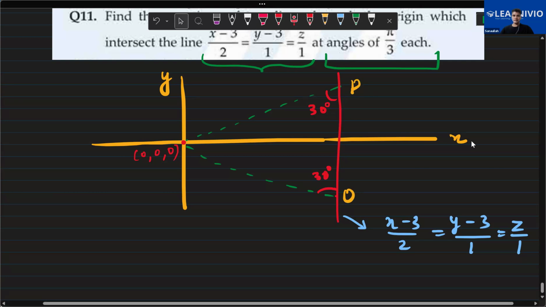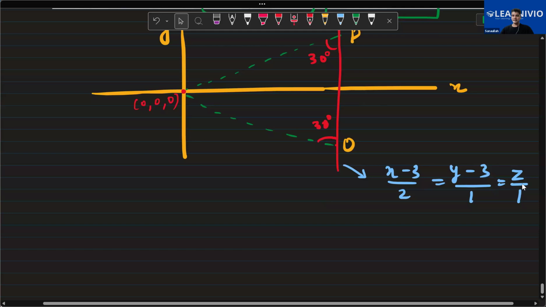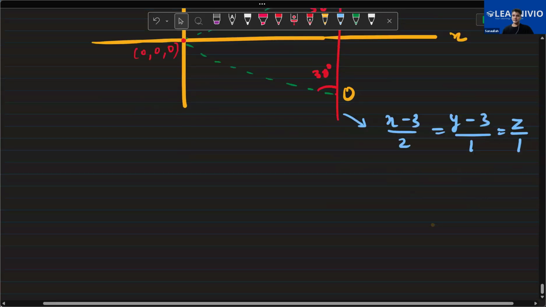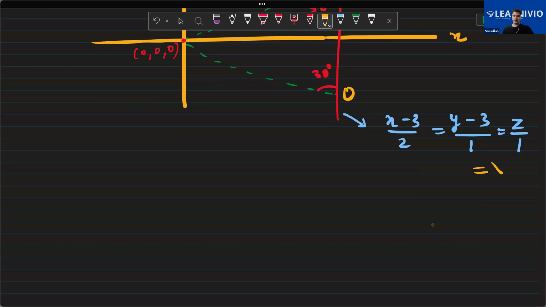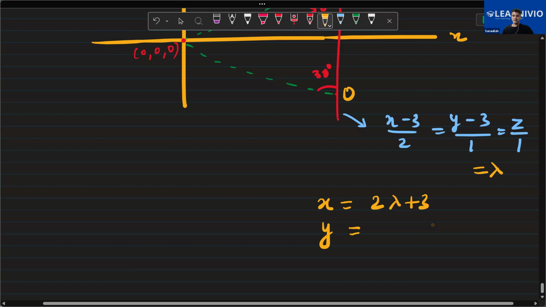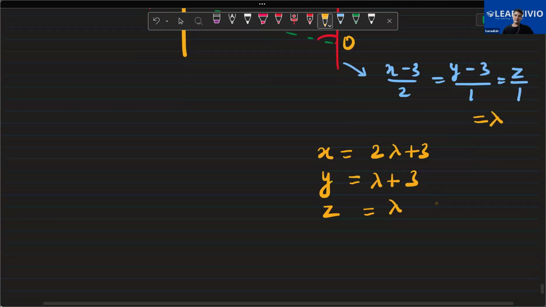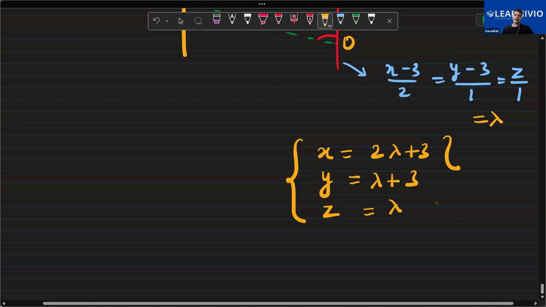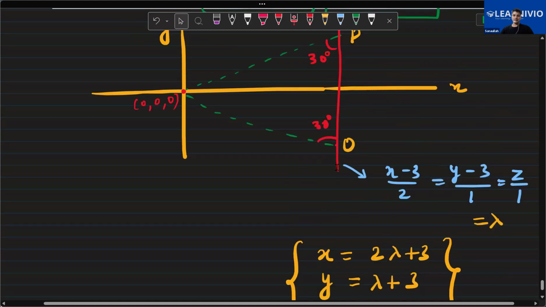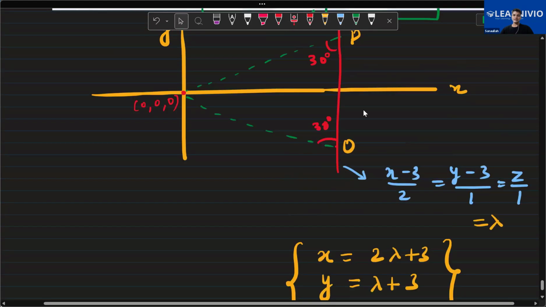Okay, so the equation of this line I can set equal to lambda. So the value of x will be 2 lambda plus 3, the value of y will be lambda plus 3, and z will be lambda. So this is a method by which you can find a general point on any line. So this x, y, z is the general coordinate on this OP line.